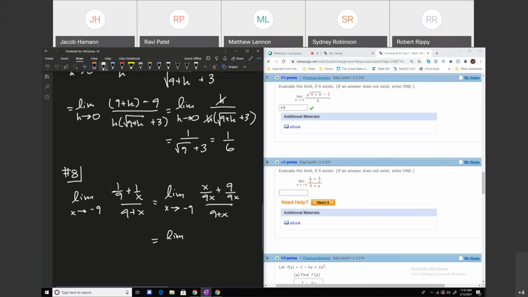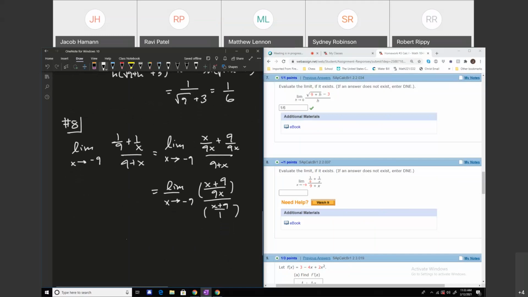So we have the limit as x goes to minus 9 of x plus 9 over 9x, over x plus 9. And again, the best way to think about that is two fractions like this, and you're just multiplying by the reciprocal. So we have the limit as x approaches minus 9 of x plus 9 over 9x times 1 over x plus 9. So we have the limit as x goes to minus 9 of 1 over 9x, and we can just plug in our minus 9, so it's going to come out to minus 1 over 81.